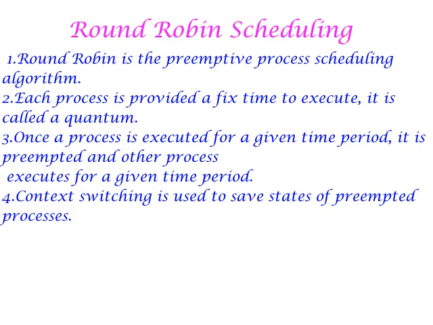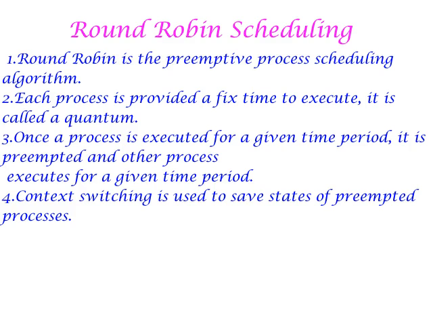Here, point number 1 tells us which category this scheduling algorithm falls under, and point number 2 tells us what a quantum is. Point number 3 tells us how the scheduling algorithm works. The fourth point tells us how the exact state of a preempted process is maintained. This concept we will discuss in later videos.